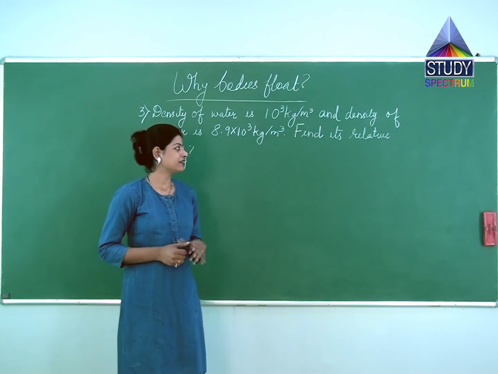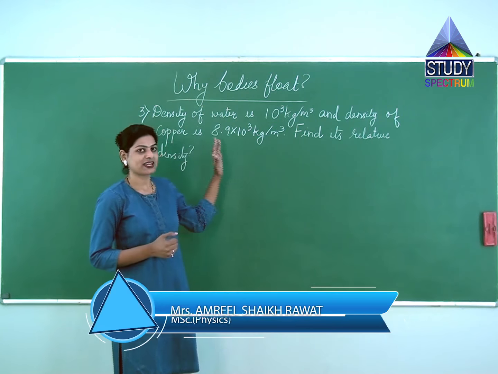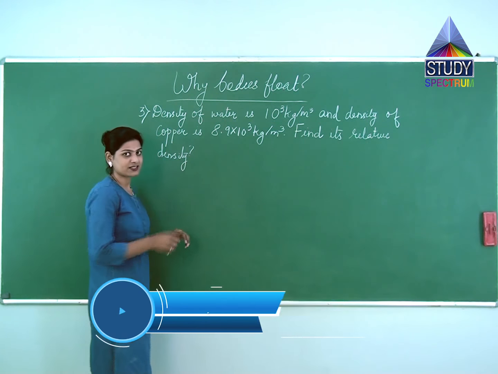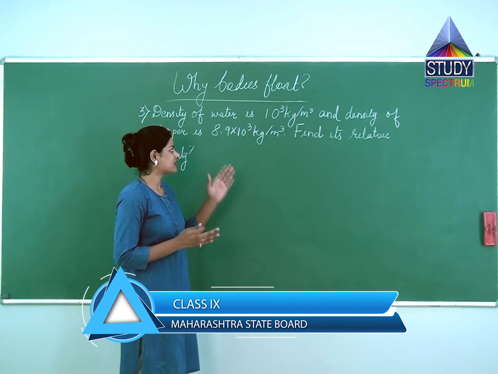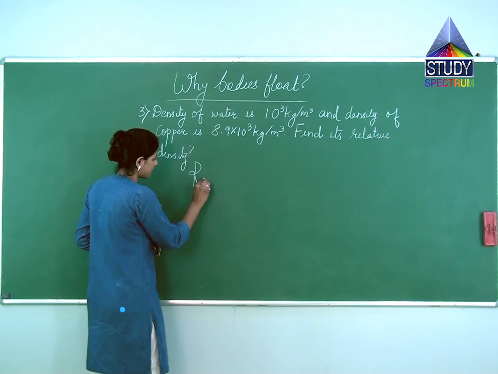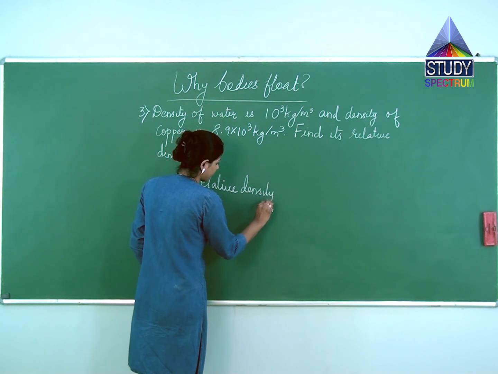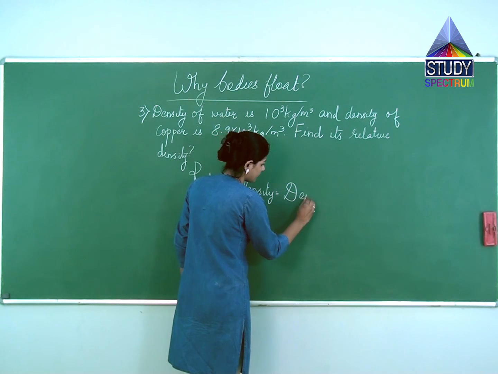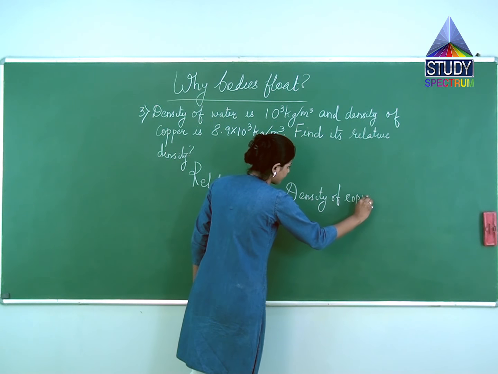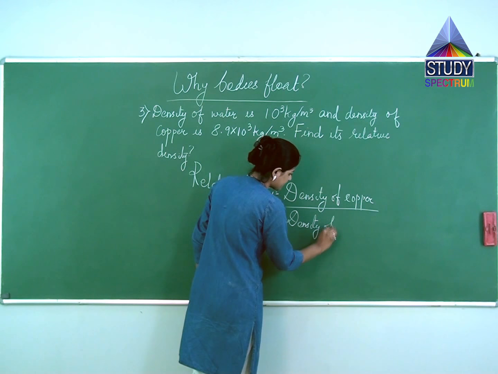Now in the next question, the given data is density of water is 10 raised to 3 kg per meter cube, while the density of copper is 8.9 into 10 raised to 3 kg per meter cube. We have to find the relative density. As discussed previously, to find the relative density, we have to compare the density of the given substance with the density of water. So relative density is equal to density of the substance, which is copper, divided by density of water.